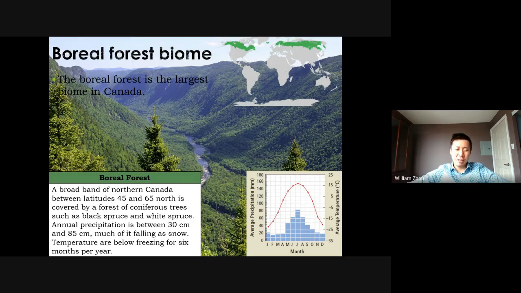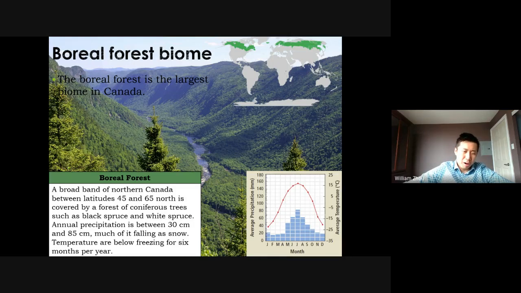It does snow a lot, okay? Winters are long and cold. Summers are short and cool. You can't really grow a lot of food in the boreal forest because of the temperature and precipitation. Now, you do have enough rain, enough for trees to grow, but still not very high.